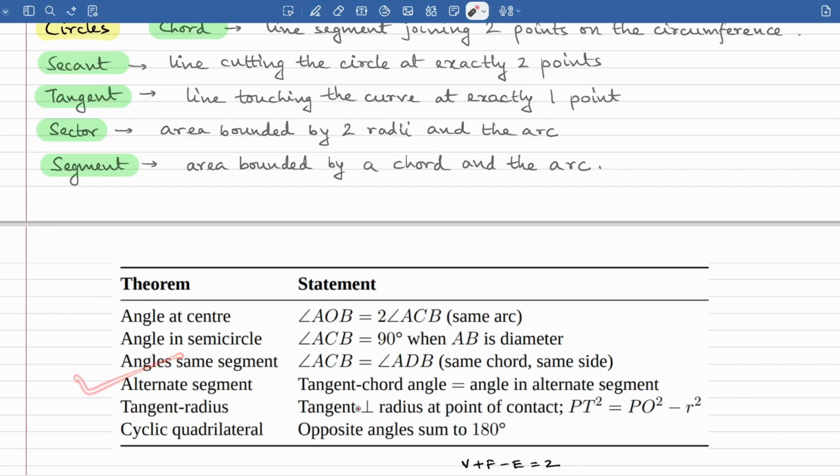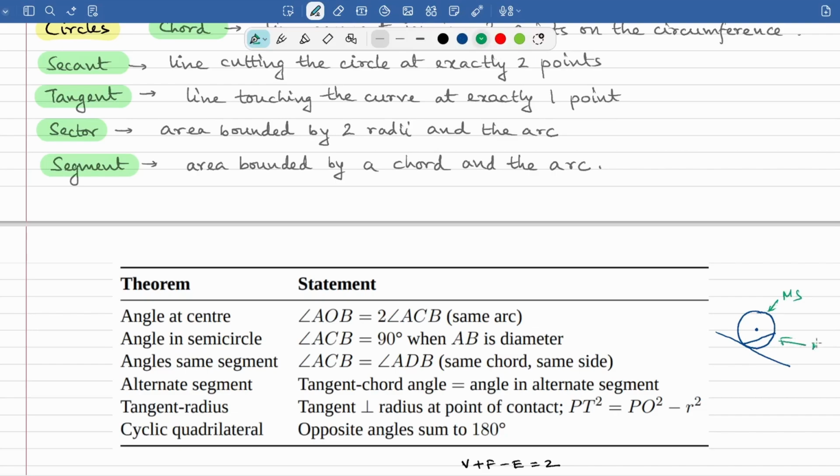Alternate segment says tangent chord angle is equal to angle in alternate segment. So this one is a bit confusing. I will try to draw the diagram for you. So this becomes your major segment and this becomes your minor segment, right? If I take the angle here in the minor segment, then this will be equal to the angle here in the alternate segment. The angle here would be equal to this angle. So this is the alternate segment theorem. Okay, this can save you a lot of time.